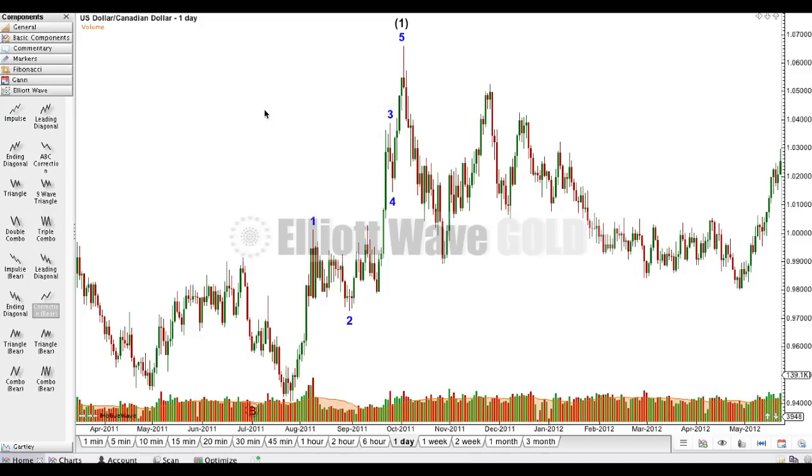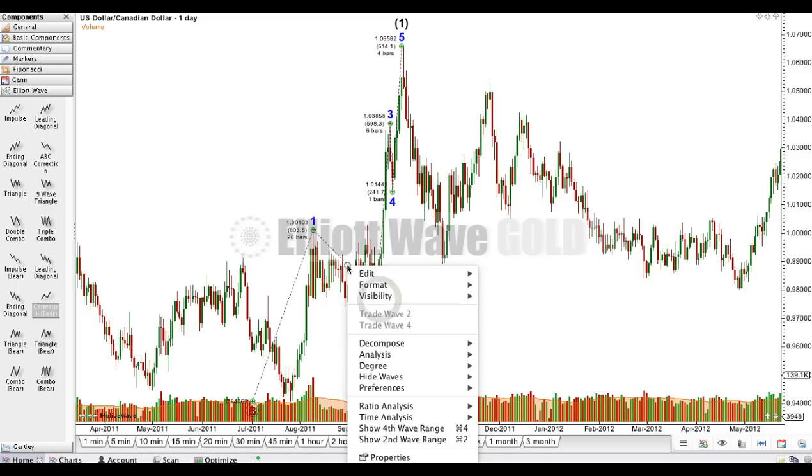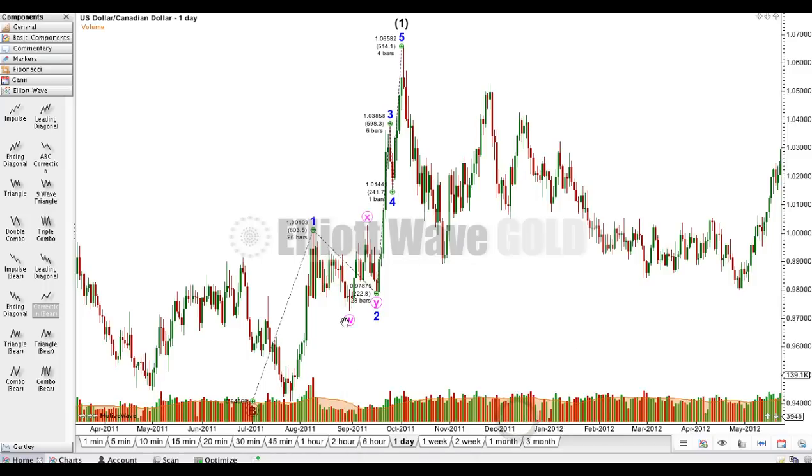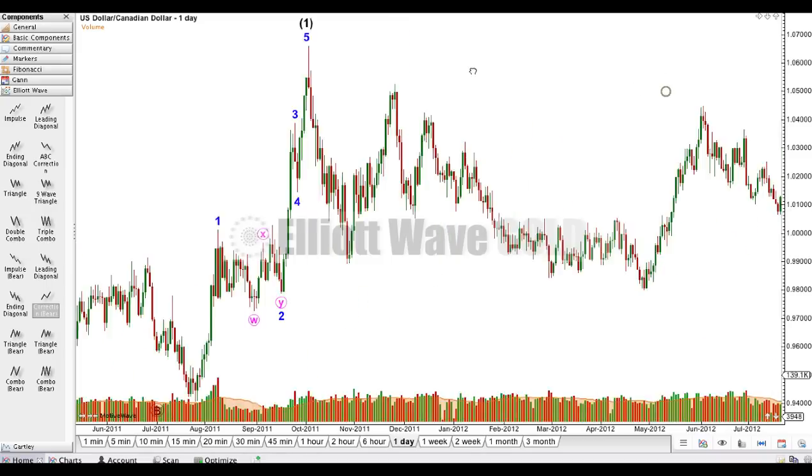I don't want to see intermediate 1 ending lower. That would make intermediate 2 nonsensical. What is this? No, that would be a running flat. Oh, okay. What if it's this? Zigzag X flat. Oh, possibly. And that would make sense.